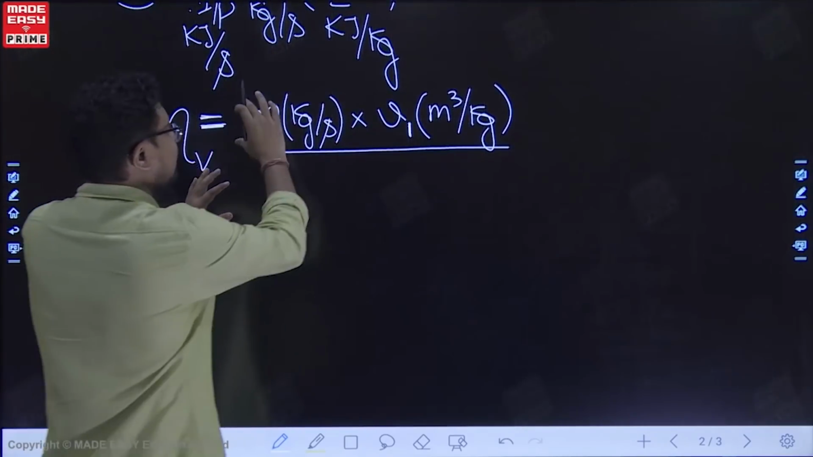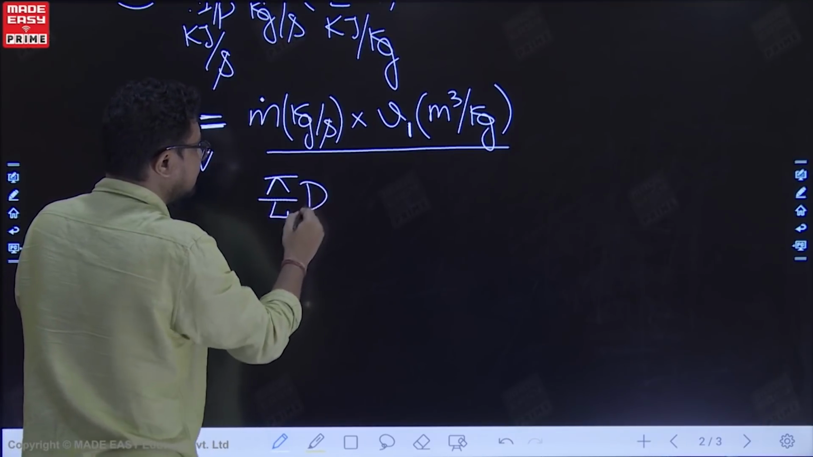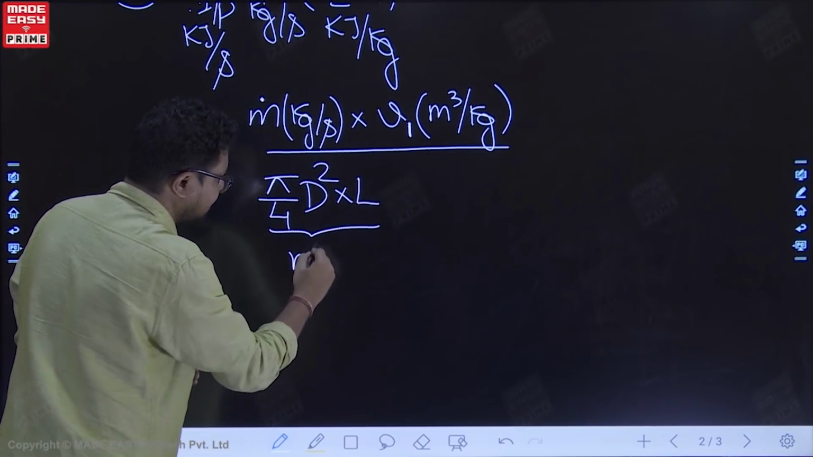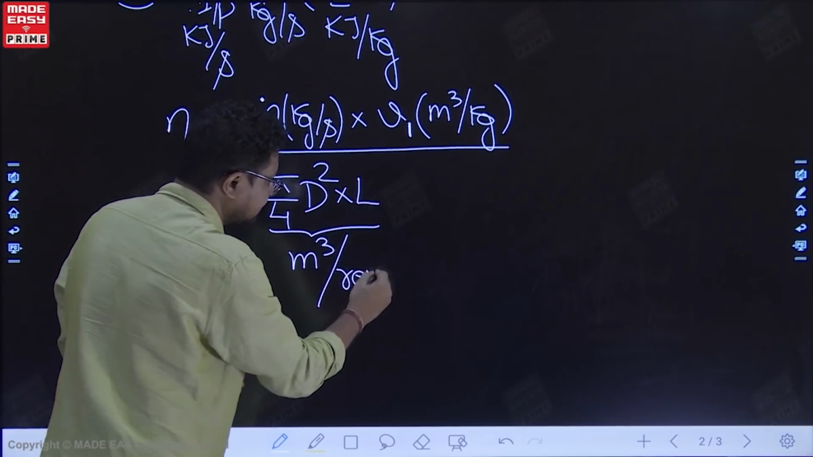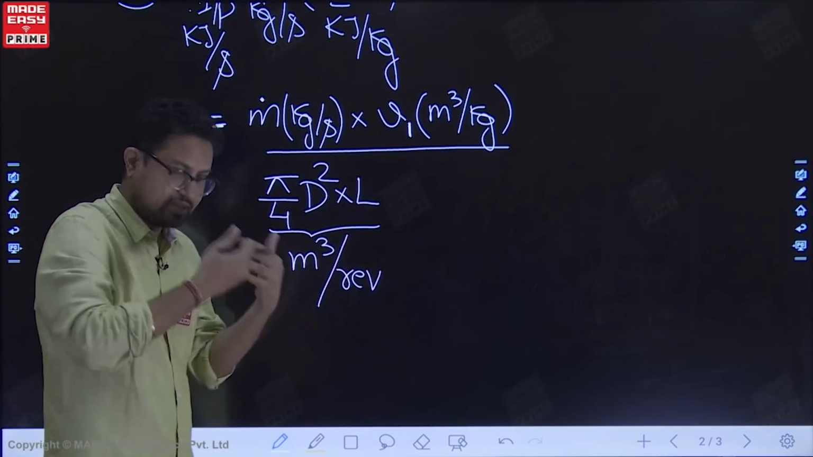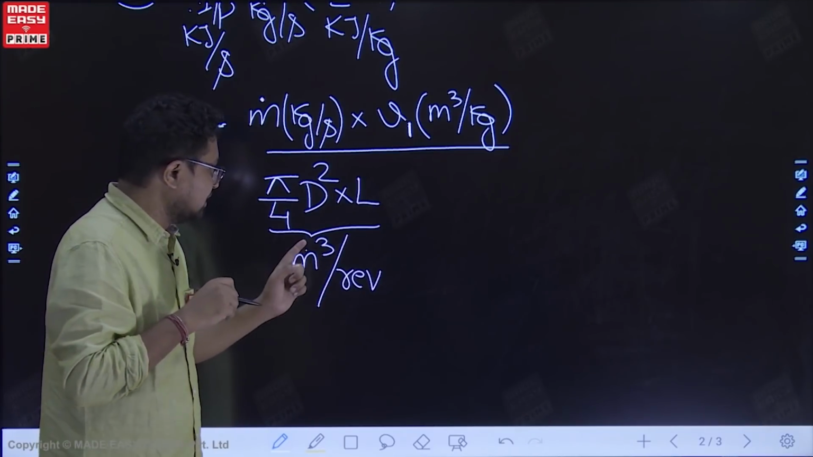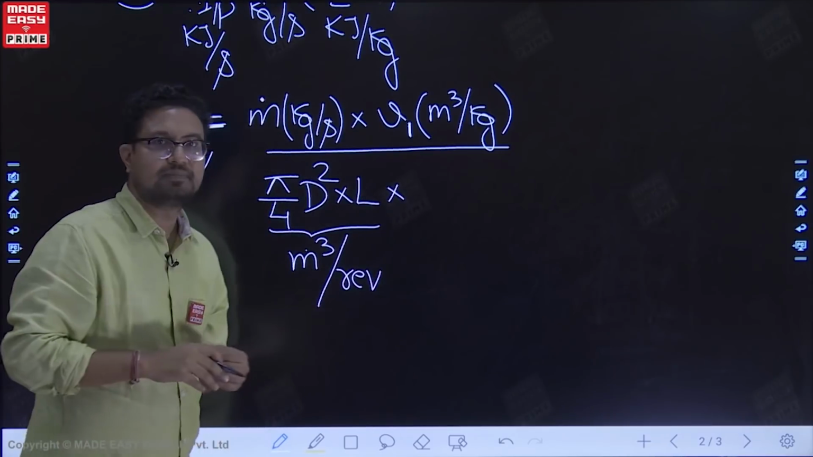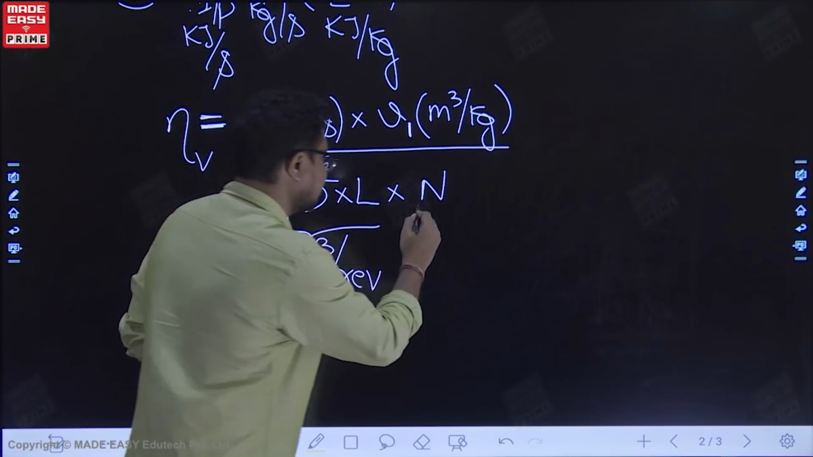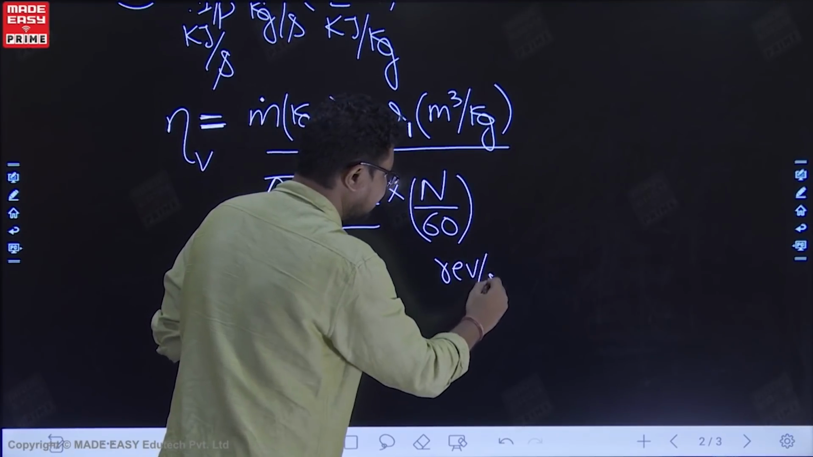Then this actual volume entering is divided by the swept volume. So pi by 4 into d square is the area of the piston, into stroke length L. This much volume is swept, in meter cube per revolution, for the suction in one revolution. Into the number of revolutions per minute n, divided by 60. So what we will get is the number of revolutions per second.